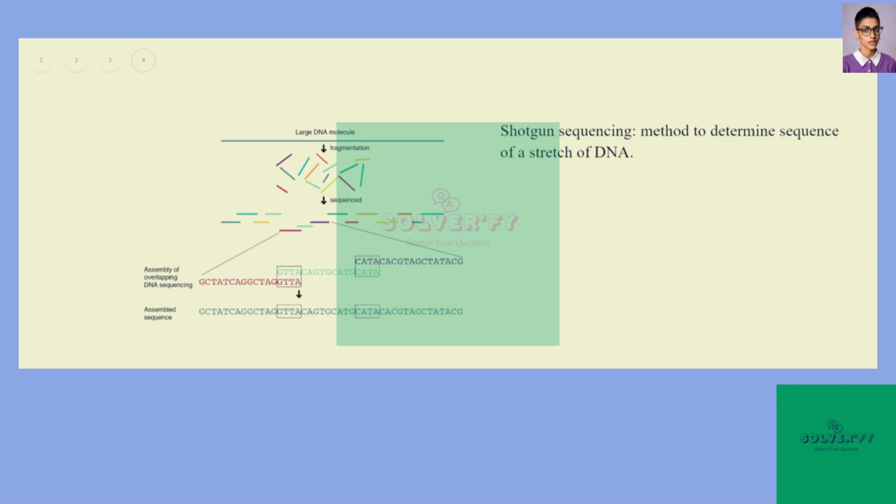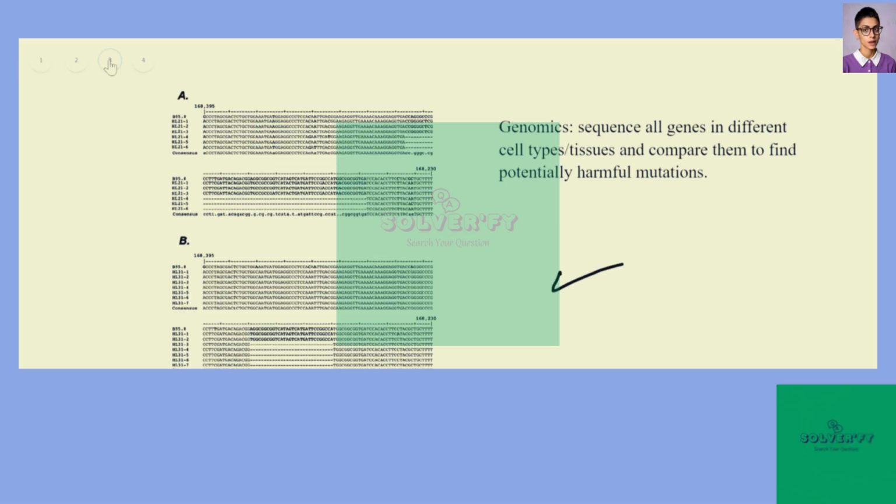And choice 4 is shotgun sequencing, and this is just a method to determine the sequence of the DNA. In shotgun sequencing, you are not comparing the resulting sequence to anything else to make a determination whether that stretch of DNA has anything wrong with it or not. So shotgun sequencing cannot be used for assessment of risk of disease. So the only correct choice is genomics, choice C.